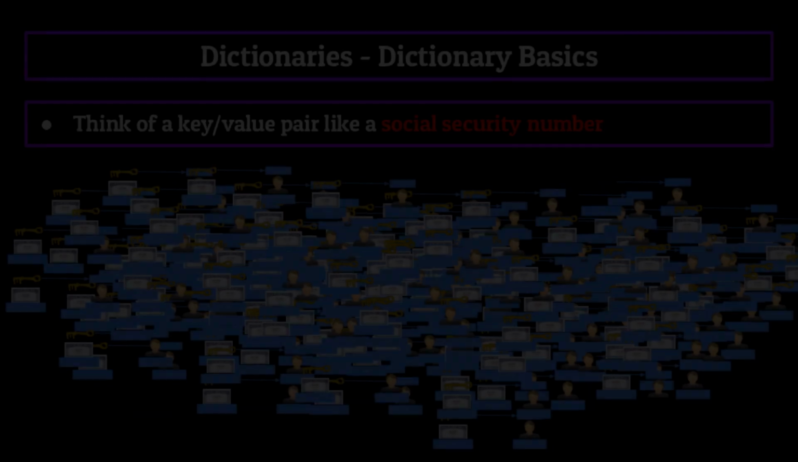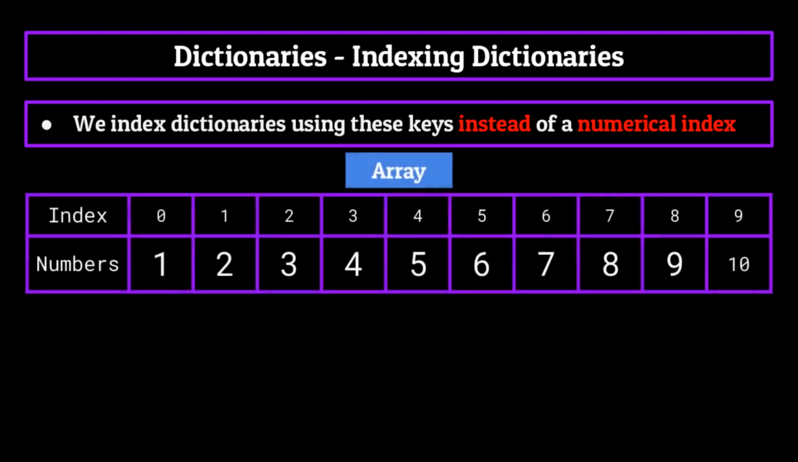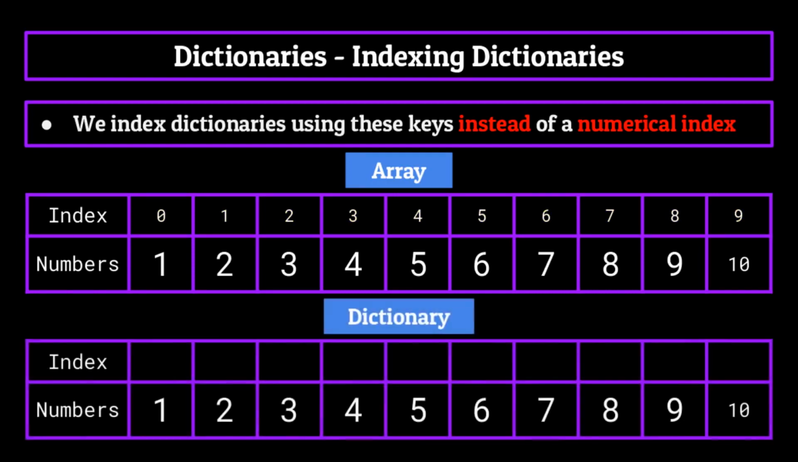This is very different from many of the data structures we've talked about previously, because we index dictionaries using these keys instead of a numerical index. For example, with an array, we would index each element within the data structure according to a numerical value which started at 0 and ran the length of the array. With a dictionary, however, we index each element by using its key instead of some arbitrary integer, and obtain information through that index instead.